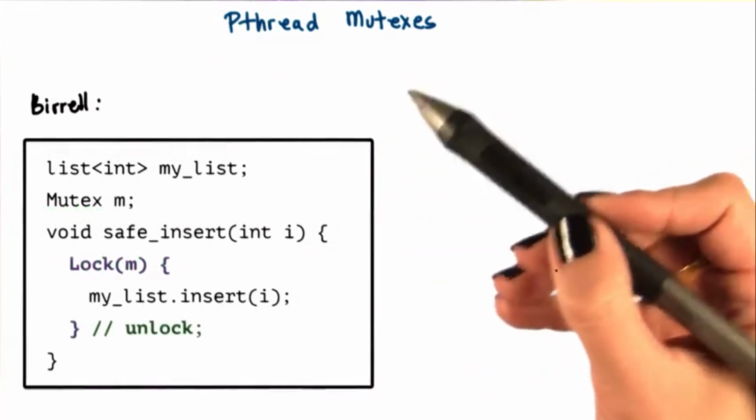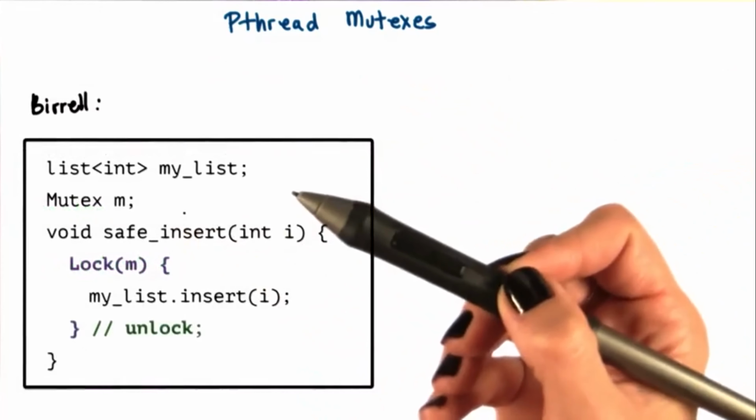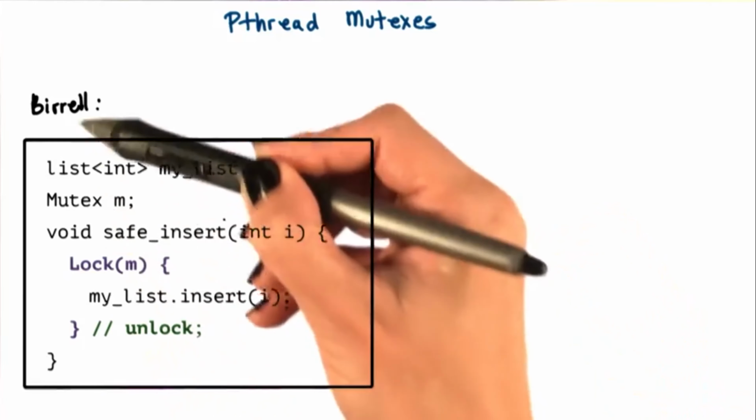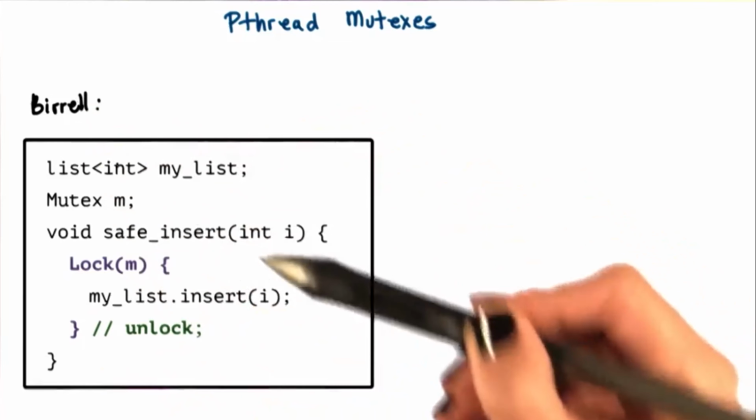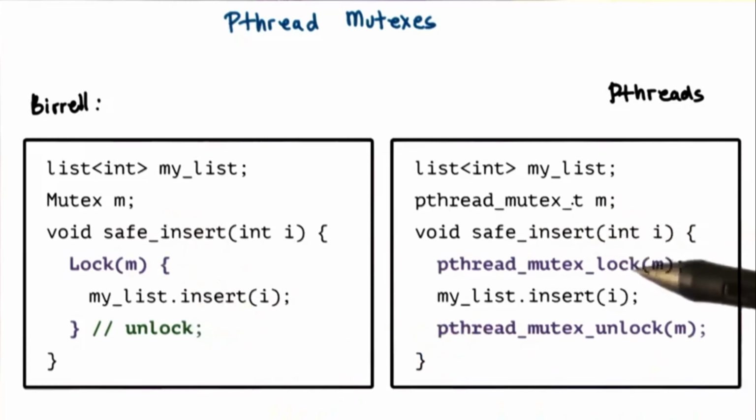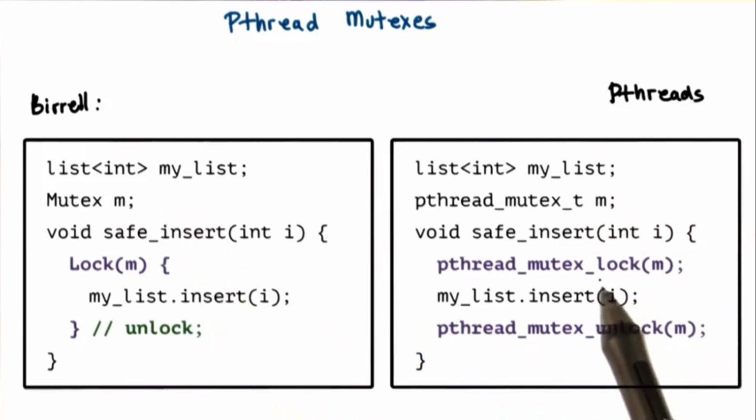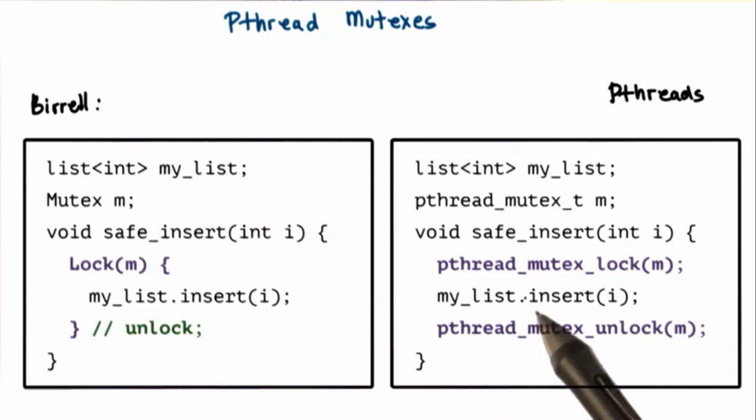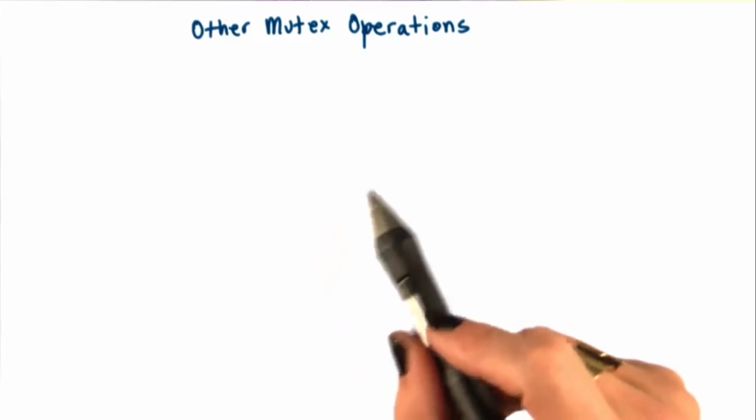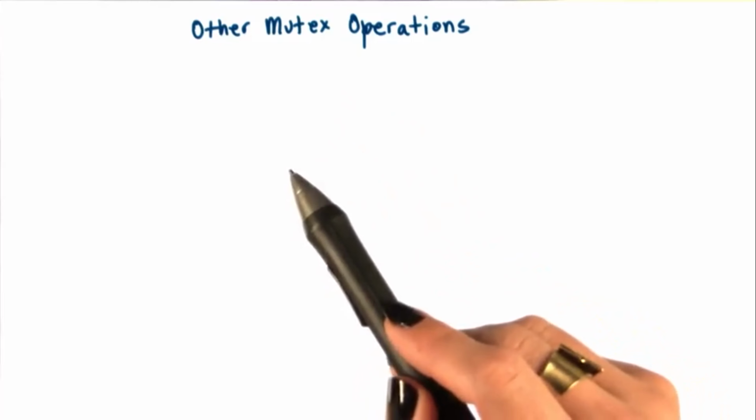As an example, remember that in the thread introductory lecture, we implemented the safe insert operation using Birrell's construct in the following way. With PThreads, the same safe insert operation would be implemented as follows. We would explicitly be locking and unlocking the mutex around the insert operation in the shared list mylist, and also note that the mutex is of appropriate type, pthread_mutex_t. PThreads supports a number of other mutex-related operations.